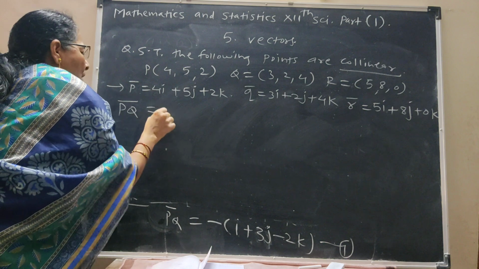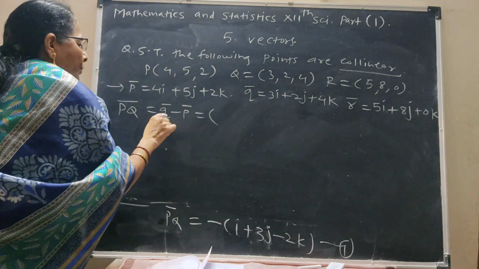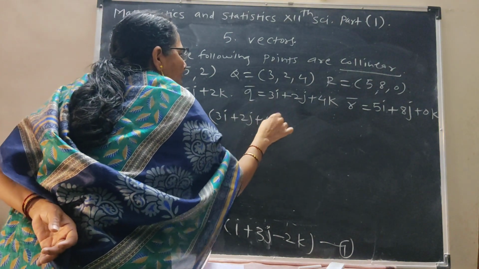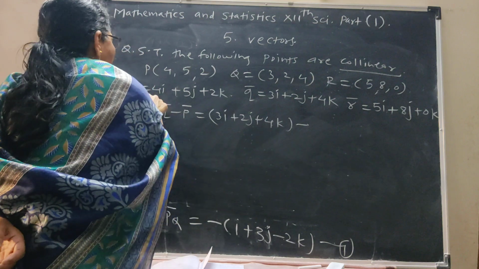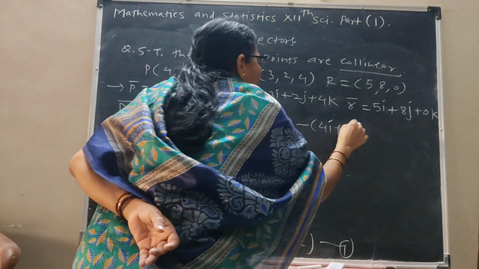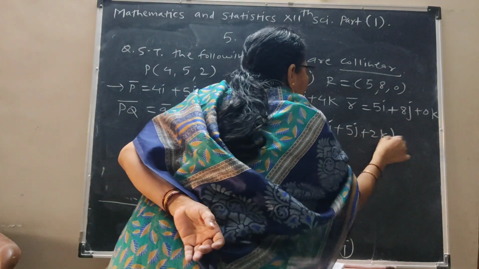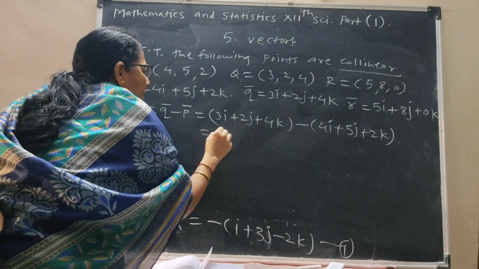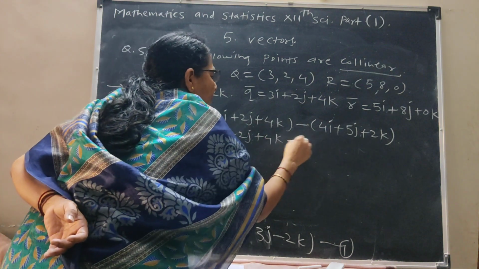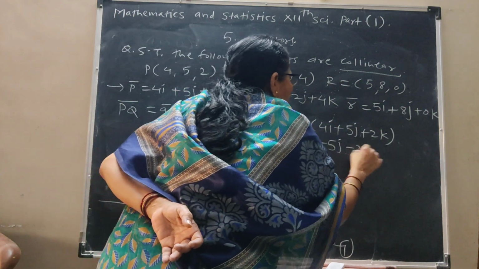PQ bar is Q bar minus P bar. Put the value of Q bar, 3i + 2j + 4k, minus P bar, 4i + 5j + 2k. Change the sign: -4i - 5j - 2k.